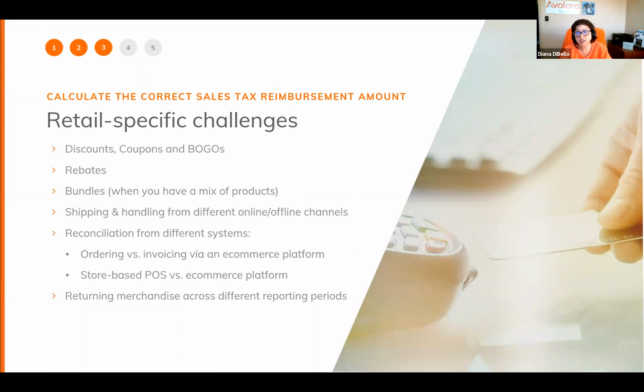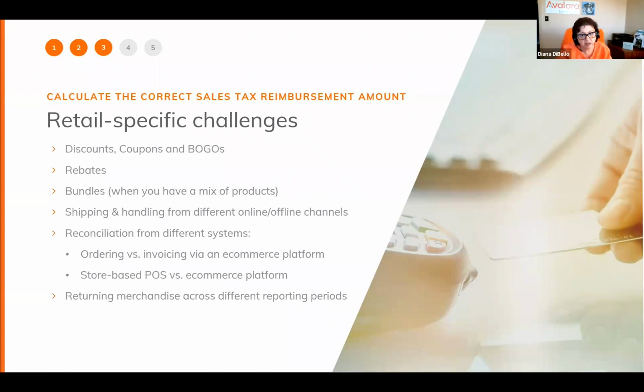Retail specific challenges for calculating the sales tax reimbursement amount. So this is something that comes up a lot. So how do you handle store coupons and price reductions? If they're offered directly by the retailer and not reimbursed by the manufacturer, typically these will reduce the selling price, whereas manufacturer coupons or promotions which reimburse the retailer generally do not reduce the amount of the sales tax or the amount subject to the sales tax.